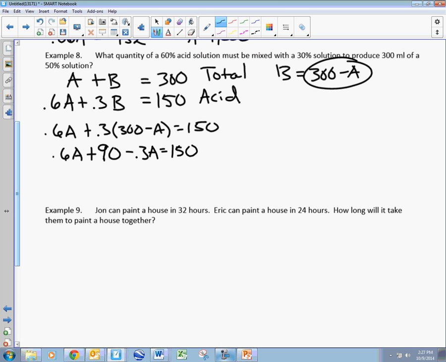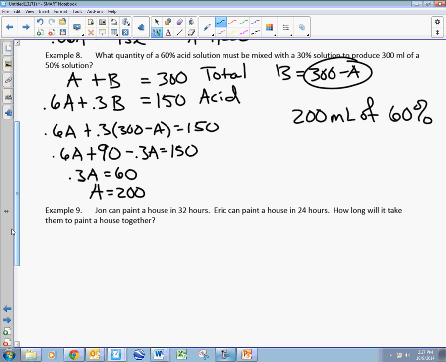Combine like terms, 0.6A minus 0.3A is 0.3A. Subtract the 90, I get 60. 0.3 is 3/10, so multiply by 10 thirds. 200. A is equal to 200. So I have 200 milliliters of 60%.